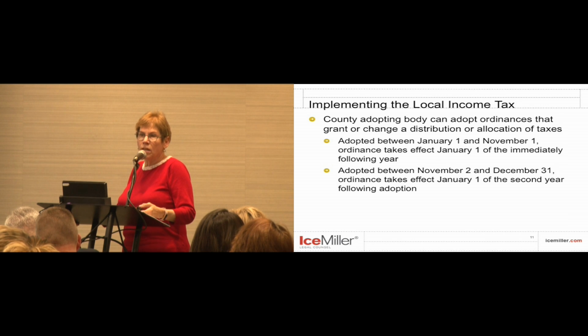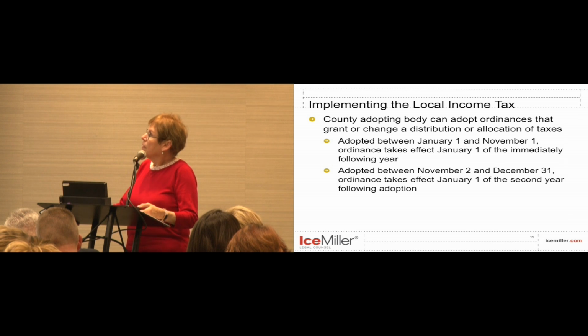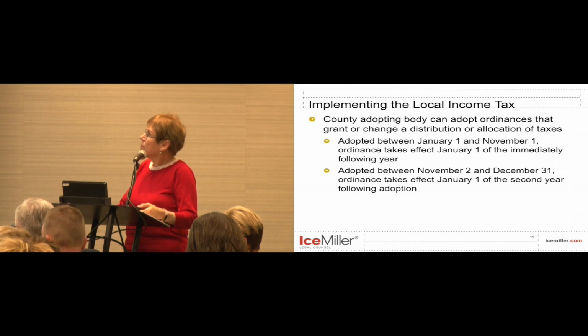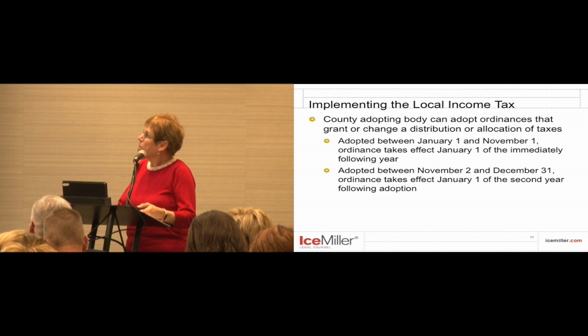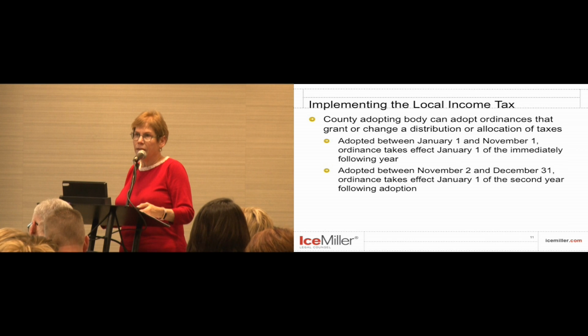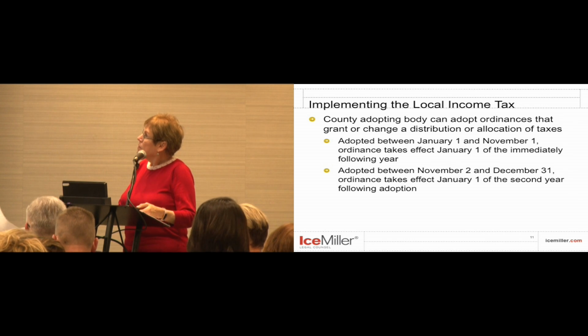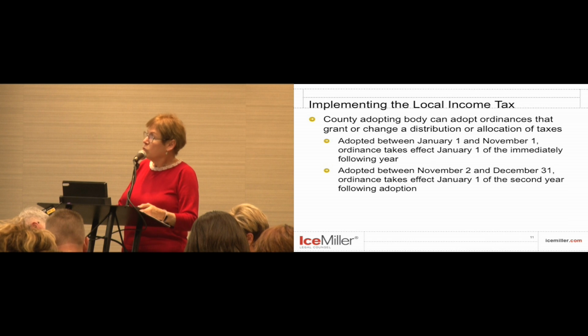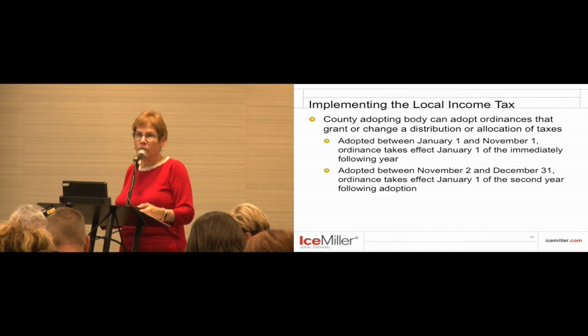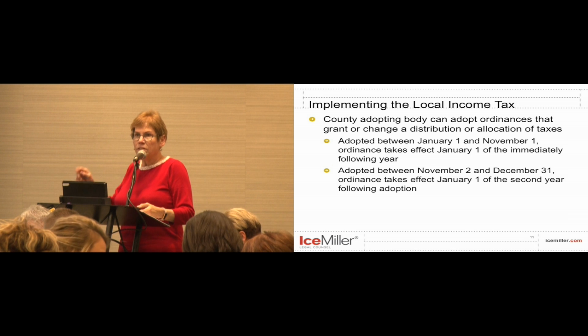You can also change the property tax credits, either the amount or the way in which you distribute the revenue from the property tax relief rate. Again, if it's adopted between January 1 and November 1, it takes effect that January 1. And if you're later than that, then you've got to wait another whole year. That's similar to the wheel tax, which some of you may get exposed to at some point. The county adopting body can adopt ordinances that grant or change the allocation of the expenditure rate revenues. Again, if it's adopted between January 1 and November 1, it takes effect January 1 of the immediately succeeding year, and if you're later than that, then you've got to wait another year.